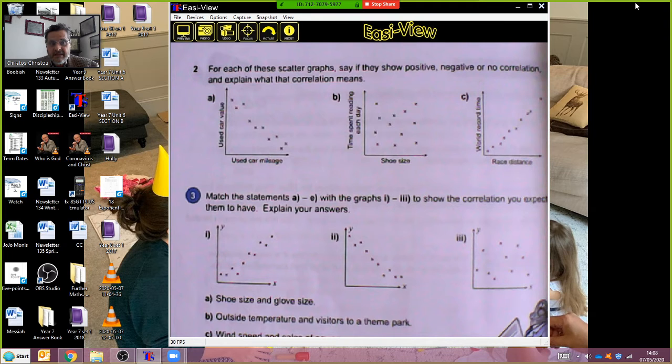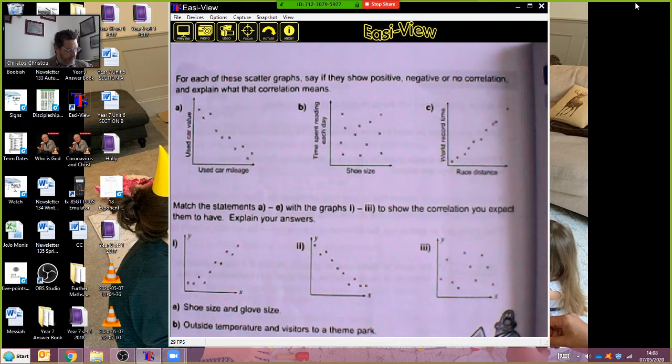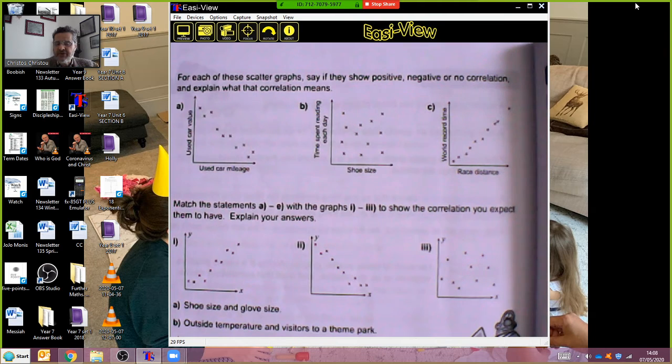If you buy a car with lots and lots of miles on it, it means it's been used an awful lot, and you may not have that many miles left in the engine to be able to work properly. So there will be a negative correlation. Shoe size and the time spent reading each day. Please comment on that, someone. I agree. There's no relation between your shoe size and the amount you read. So there is called no. Thank you. That's no correlation.